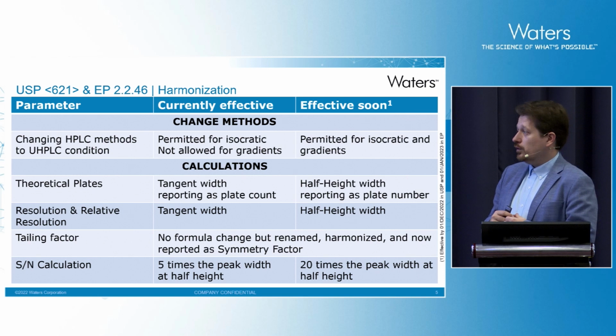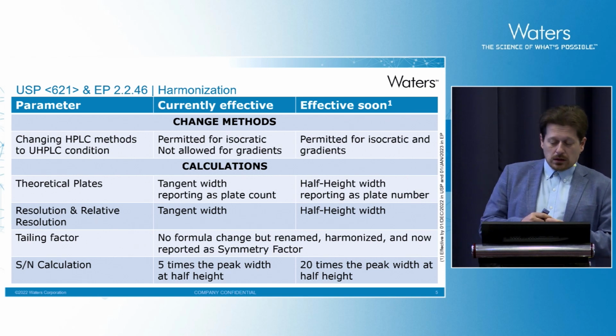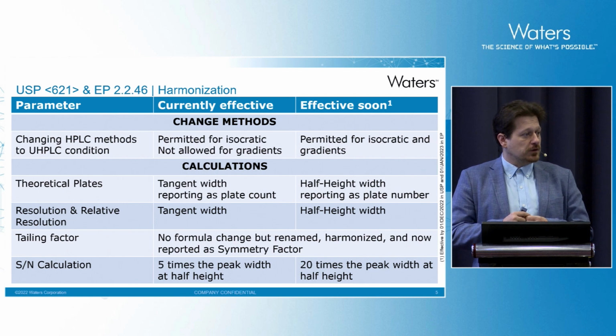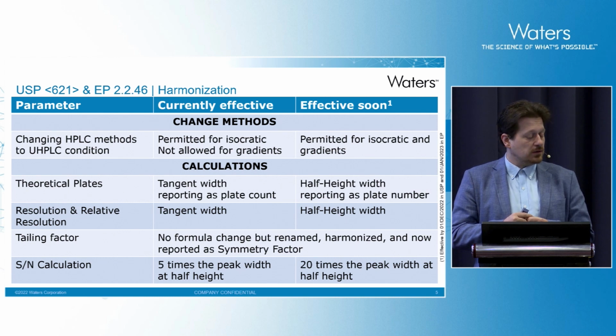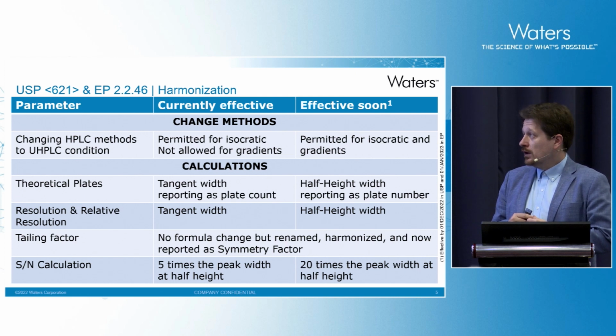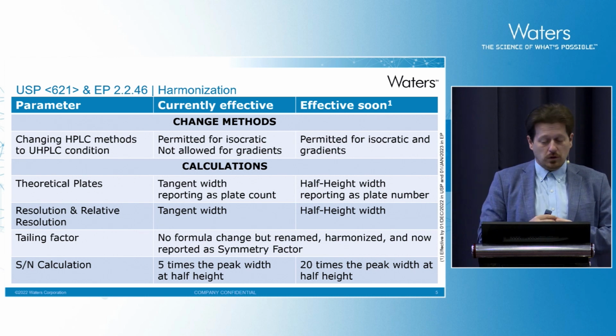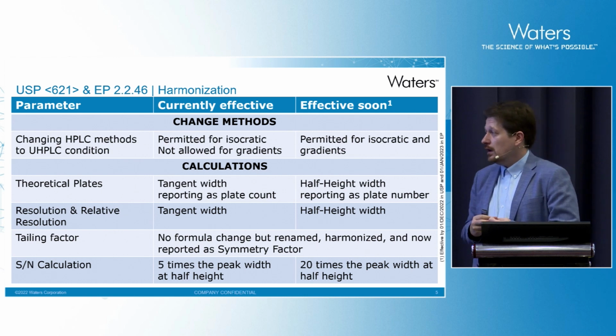And the last point, signal to noise calculations. We are going back to 20 times the width of the peak. That was a long time ago in the pharmacopoeia. It was changed many years ago to be 5 times the width at half height of the peak, and it's now 20 times. When you run a method from the book, of course, it's logical to use the new procedures as outlined on the right side in the section effective soon.